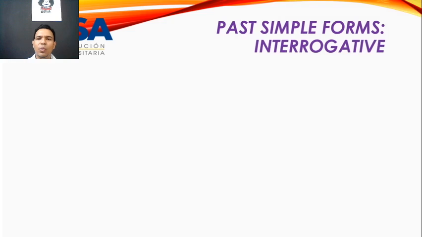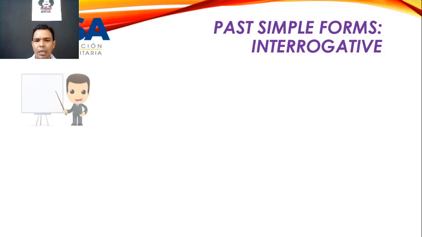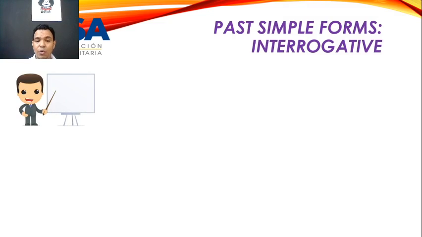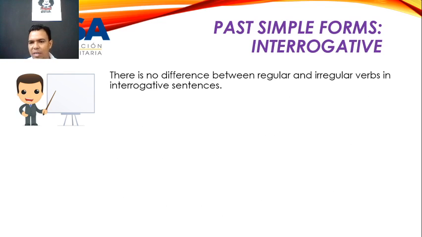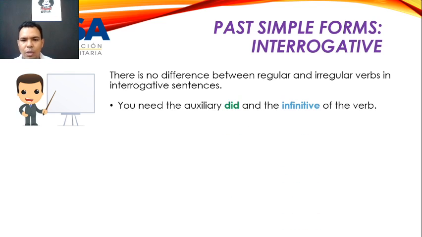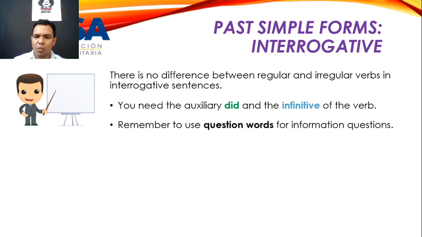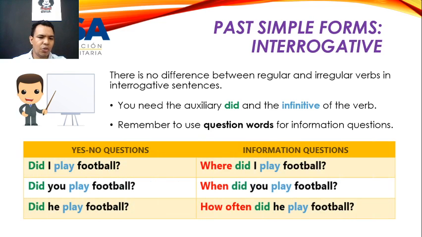But now, let's continue with the interrogative form. Interrogative sentences, like negative ones, use an auxiliary, the same auxiliary, did. And there is no difference between regular and irregular verbs either. So remember to use question words for information questions. And here we need to remember that there are two types of questions. Yes/no questions, like: Did you play football? Did you play football is a yes/no question because the answer is yes, I did, or no, I didn't.